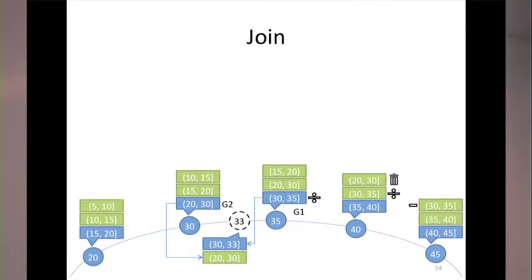Similarly, this group has also to be changed. It was stored here, here, and here. First, this has to be copied here, because now the replicas should be this guy, and this guy. And then it has to be deleted from here.